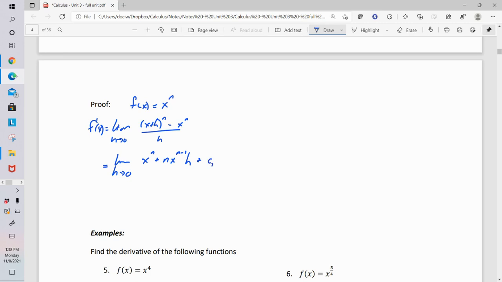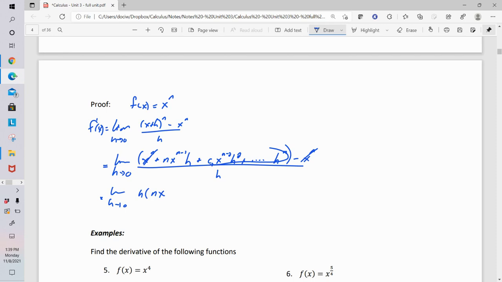I'm going to call it c1, x to the n minus 2 h squared, and that's going to continue until we get down to h to the n, minus x to the n, all divided by h. X to the n minus x to the n is going to cancel out. And now you might be wondering, so what's going on with all of these terms in here? First of all, notice that every single term here has an h in it, so I can factor an h out of all of them.